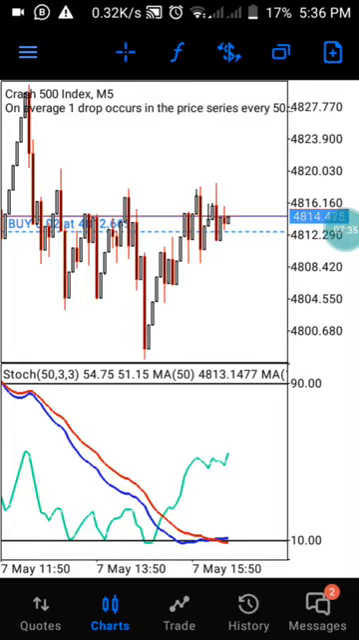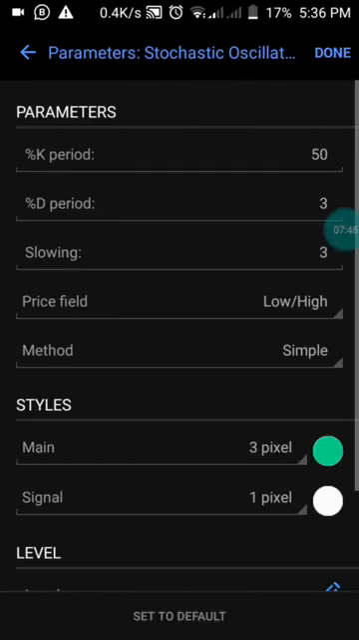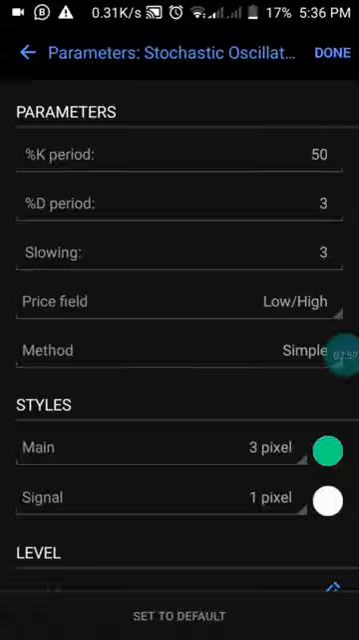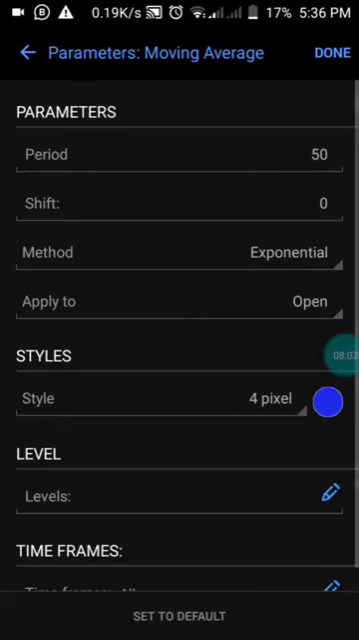So let me show you the settings of this strategy. For these settings, what you only need is just 3 indicators. You see, we have the first one, the stochastic oscillator. We have the period of 50, we have the period of 3, and we have the slowing of 3. We have the price field of low/high, and we have the method to be simple. Then we have our style to be in this color. You press done.